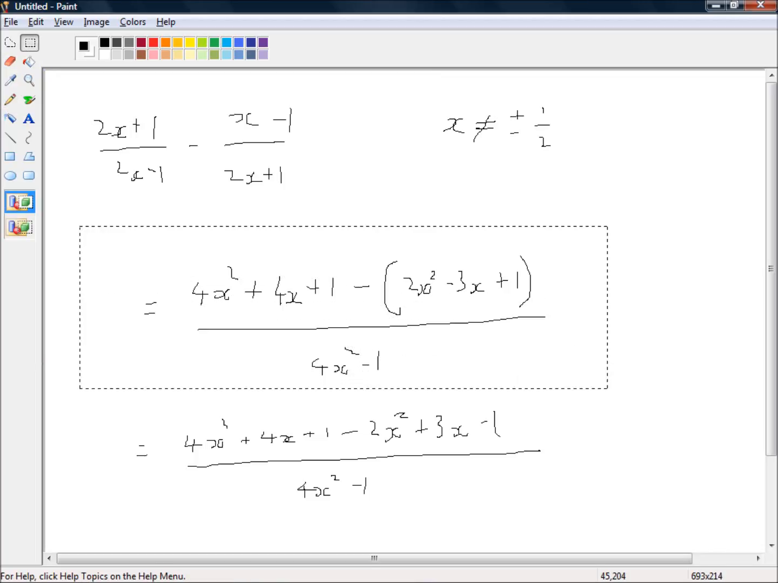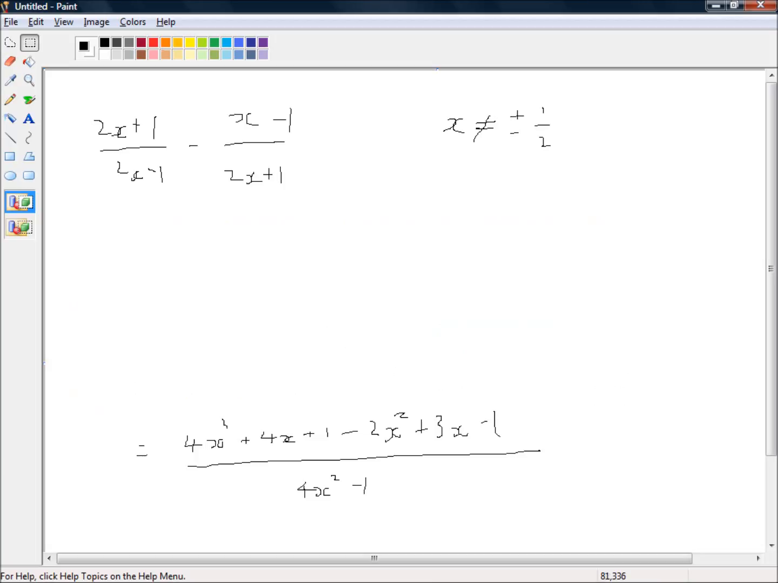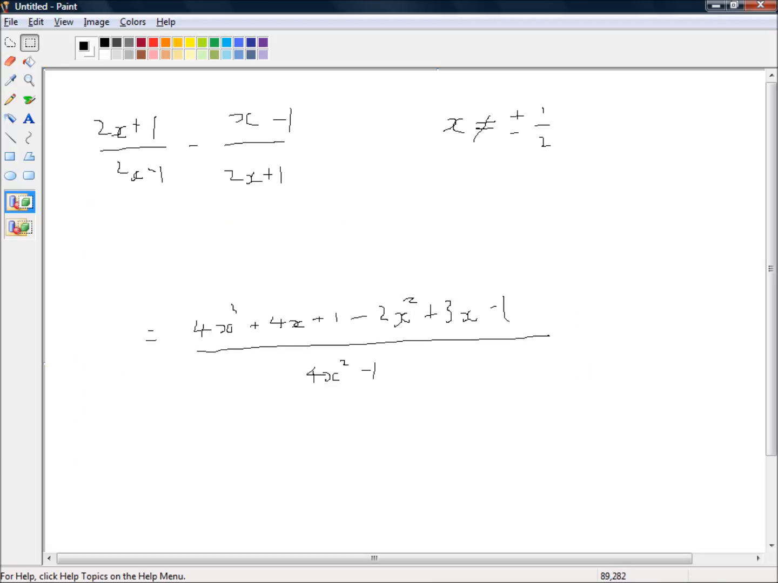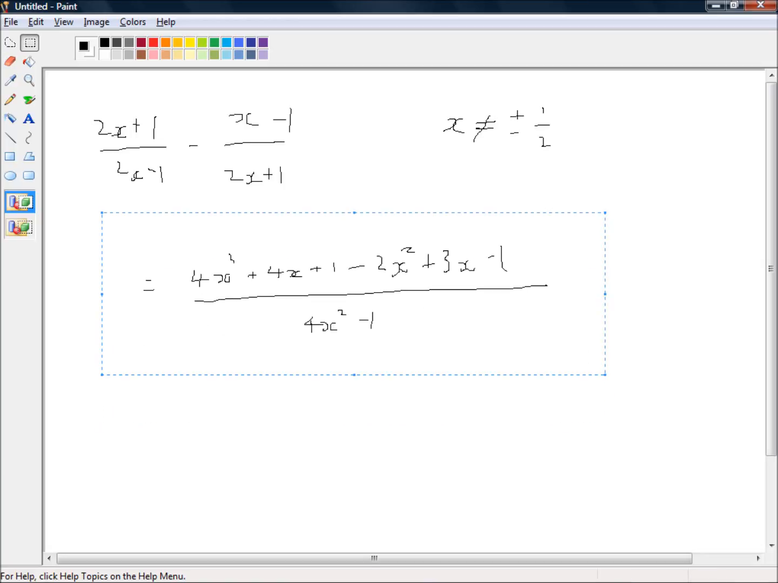And again I'll make some space for myself. Try and make a little bit more space. There we go.